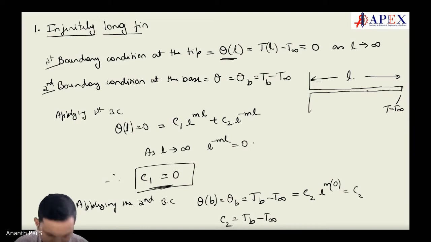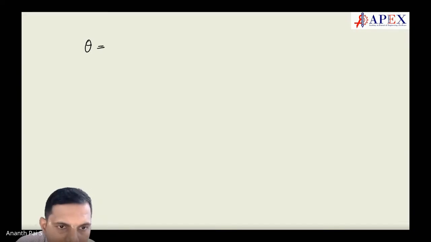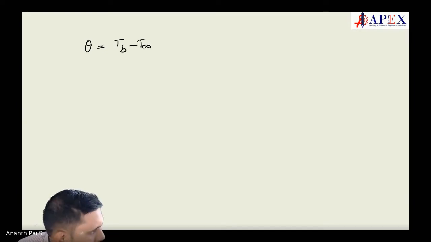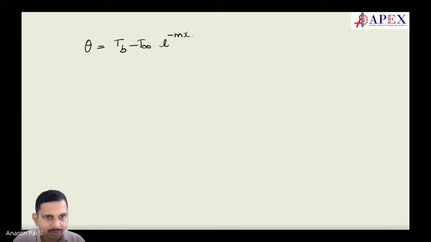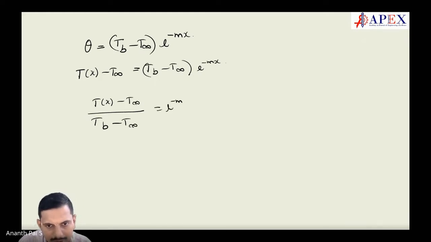Now further going here. So what happens here? My T or theta would be equal to C1, which is equal to 0, plus C2, which is equal to T base minus T infinity into e power minus mx. Correct? So what is theta? Theta is T of x minus T infinity is equal to TB minus T infinity into e power minus mx, or T of x minus T infinity divided by T of base minus T of infinity is equal to e power minus mx.